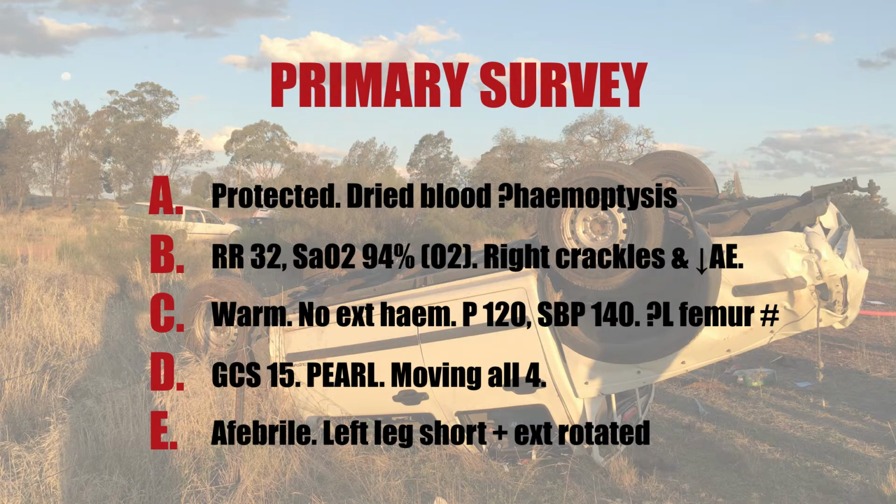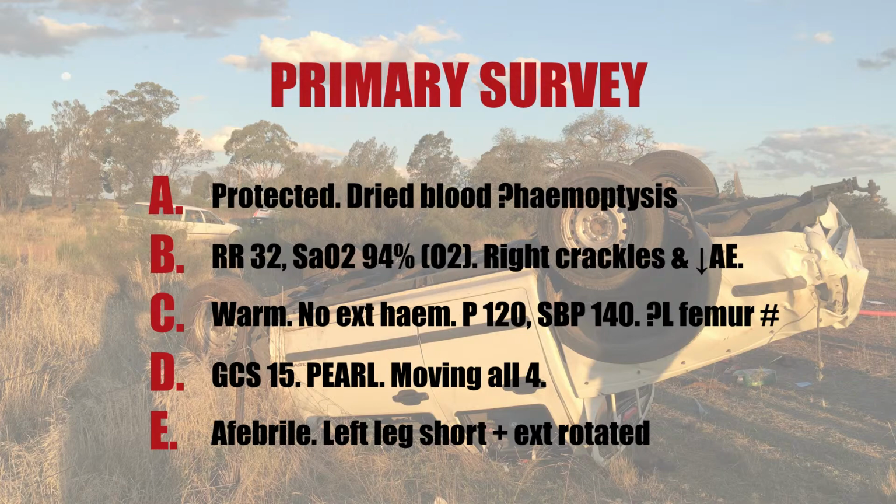On your primary survey, you find a patent and protected airway, with some dried blood around the oropharynx that you think might be hemoptysis. He's quite tachypneic at 32 breaths per minute with significant increased work of breathing, and despite supplemental oxygen, he's hypoxic at 94%. He has minimal air entry on the right side and diffuse tenderness along the rib margin. You hear the occasional crackle at his right base only.